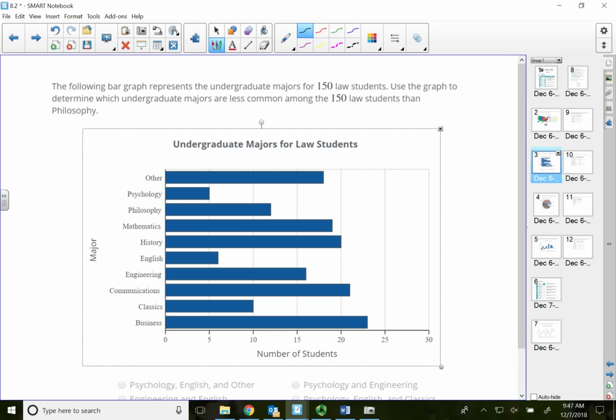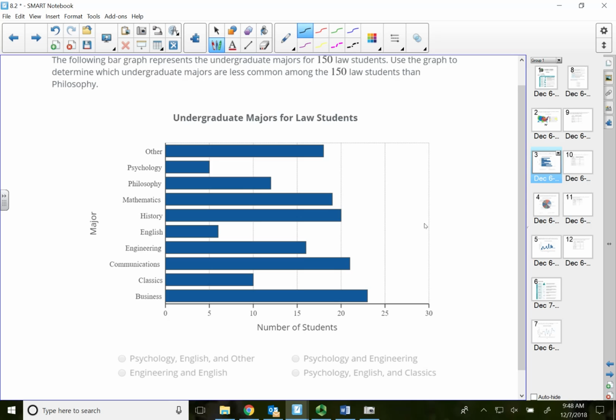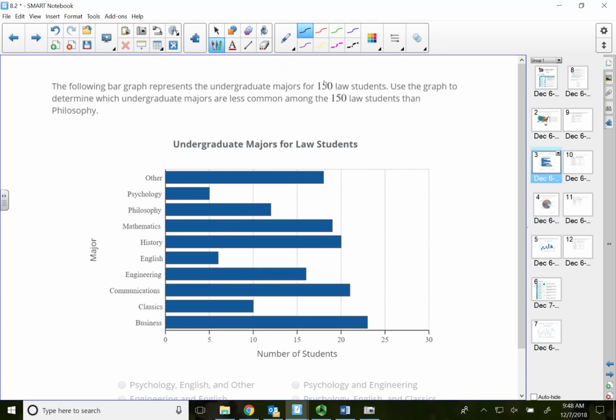This is a side-by-side bar graph, displayed horizontally. The example says the following bar graph represents the undergraduate major for 150 law students. Use the graph to determine which undergraduate majors are less common among the 150 law students. Basically, I have 150 law students, and this is their undergraduate degree. Once they graduate with an undergraduate degree, they go into law school. Which undergraduate majors are less common? Less common would be the smallest ones.